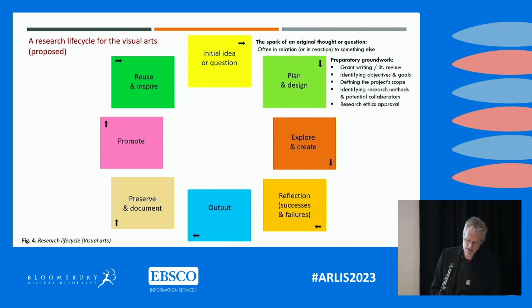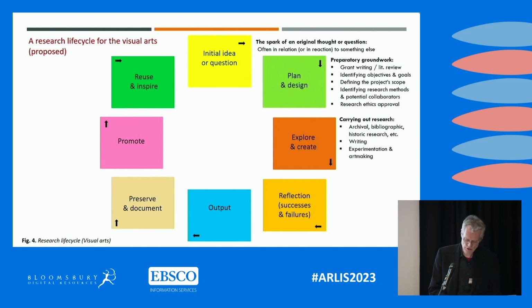Although it's not listed here, this would also be a stage where visual artists could plan out their space and material requirements, sketch out ideas, etc. So the plan and design stage is followed by explore and create, and this is where research is largely carried out. This could include archival, bibliographic, historic research, etc., writing, and for artists, this could include experimentation with ideas and materials or general art making.